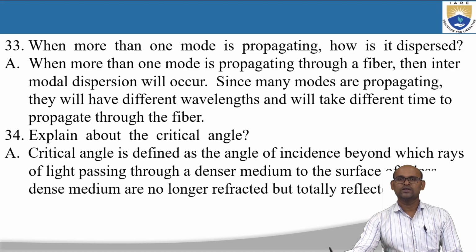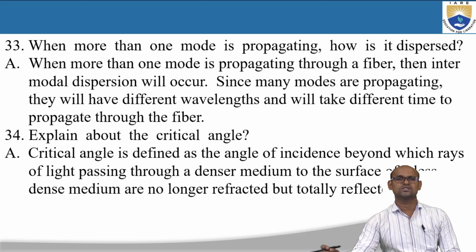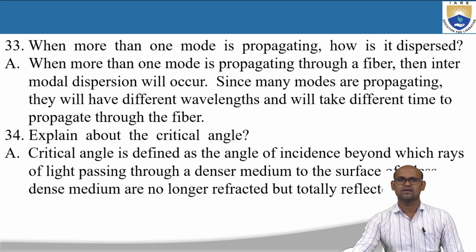When more than one mode is propagating, how is it dispersed? When more than one mode is propagating through a fiber, then intermodal dispersion will occur. Since many modes are propagating, they will have different wavelengths and will take different times to propagate through the fiber. So because of the lower order and higher order modes, you will have this kind of dispersion.